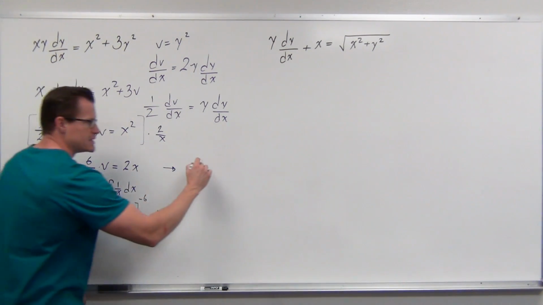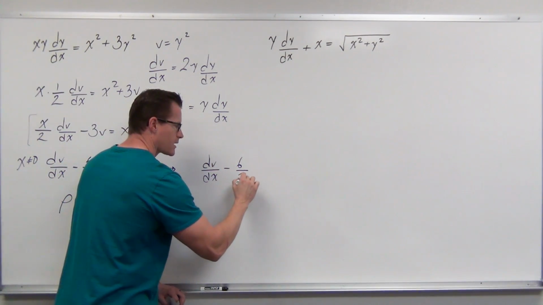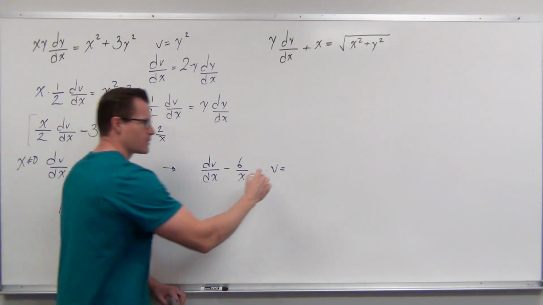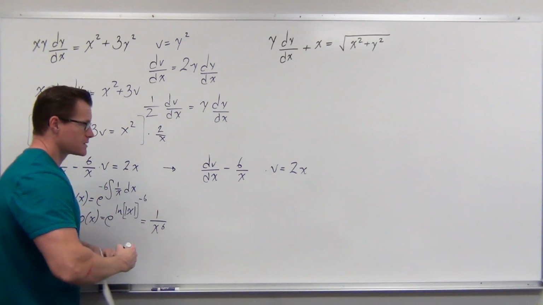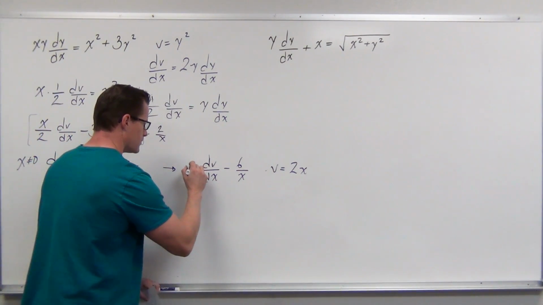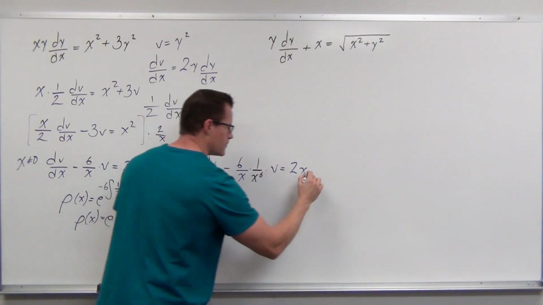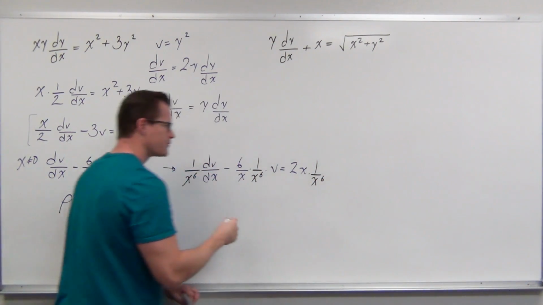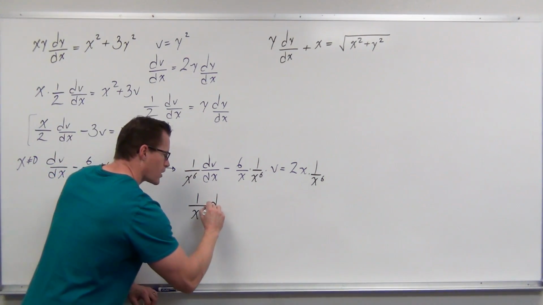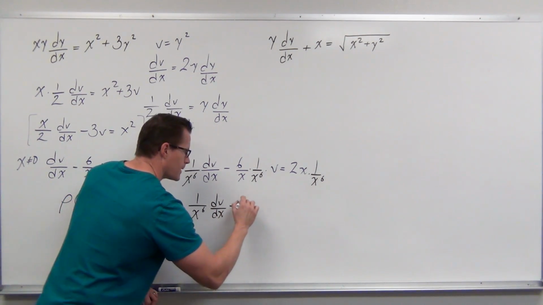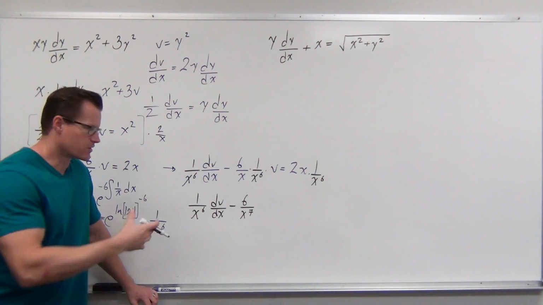Let's multiply everything by that. So we started with a dv dx. We have also this minus 6 over x times v. On the right-hand side, we get 2x. So let's multiply everything by 1 over x to the 6th. And if we simplify just a bit, it's pretty easy to see that we have the result of a product rule. That's kind of nice, because that means that our integrating factor worked for us as far as it's linear.